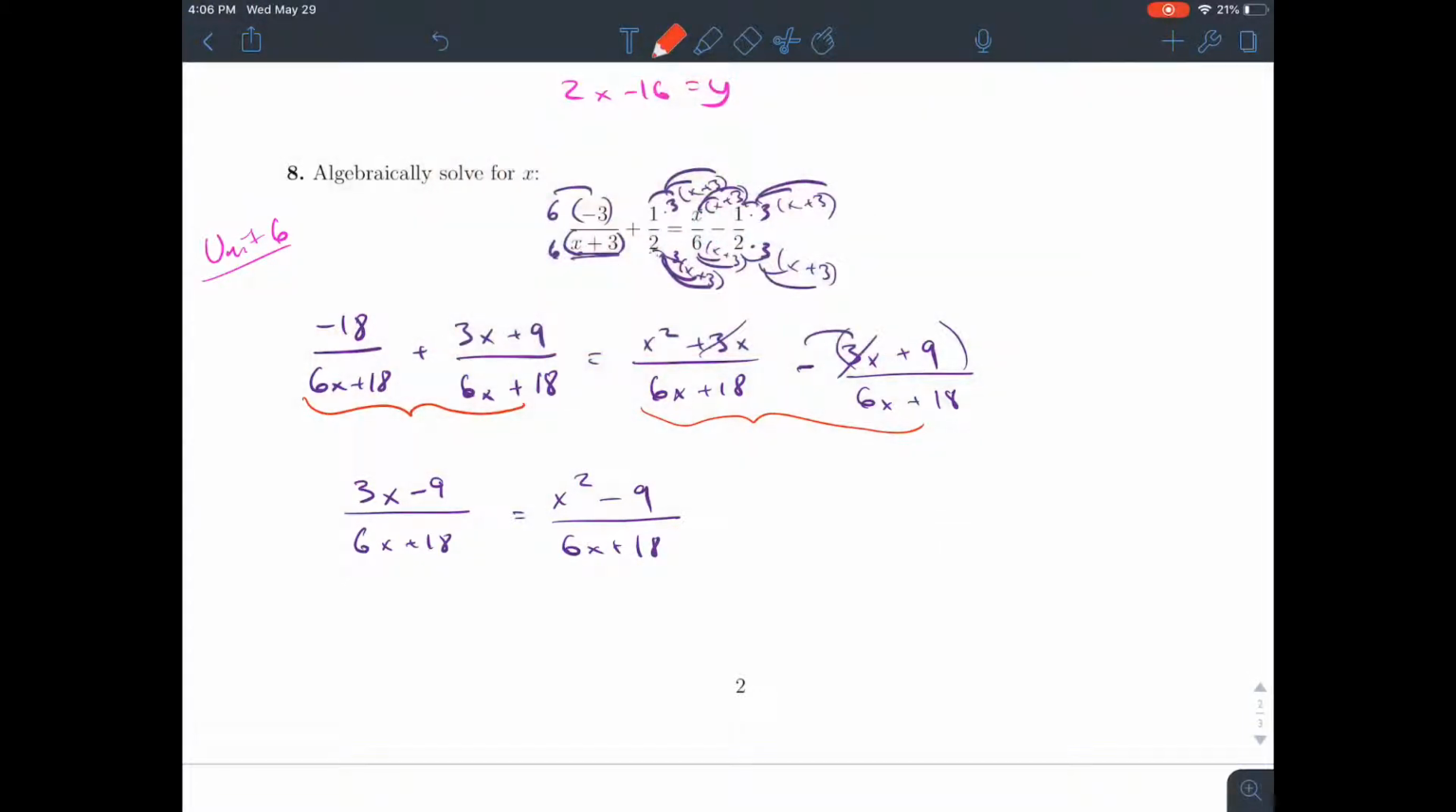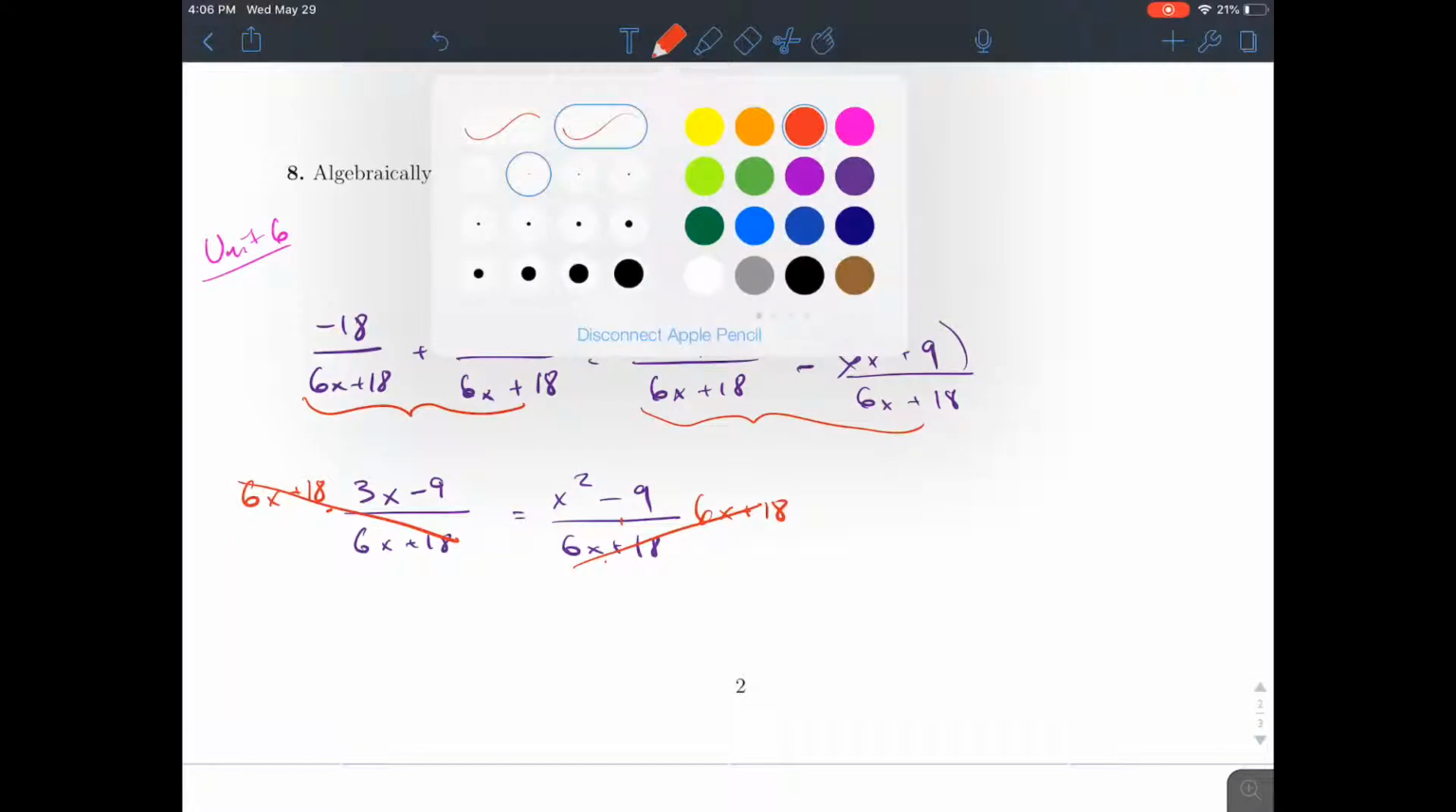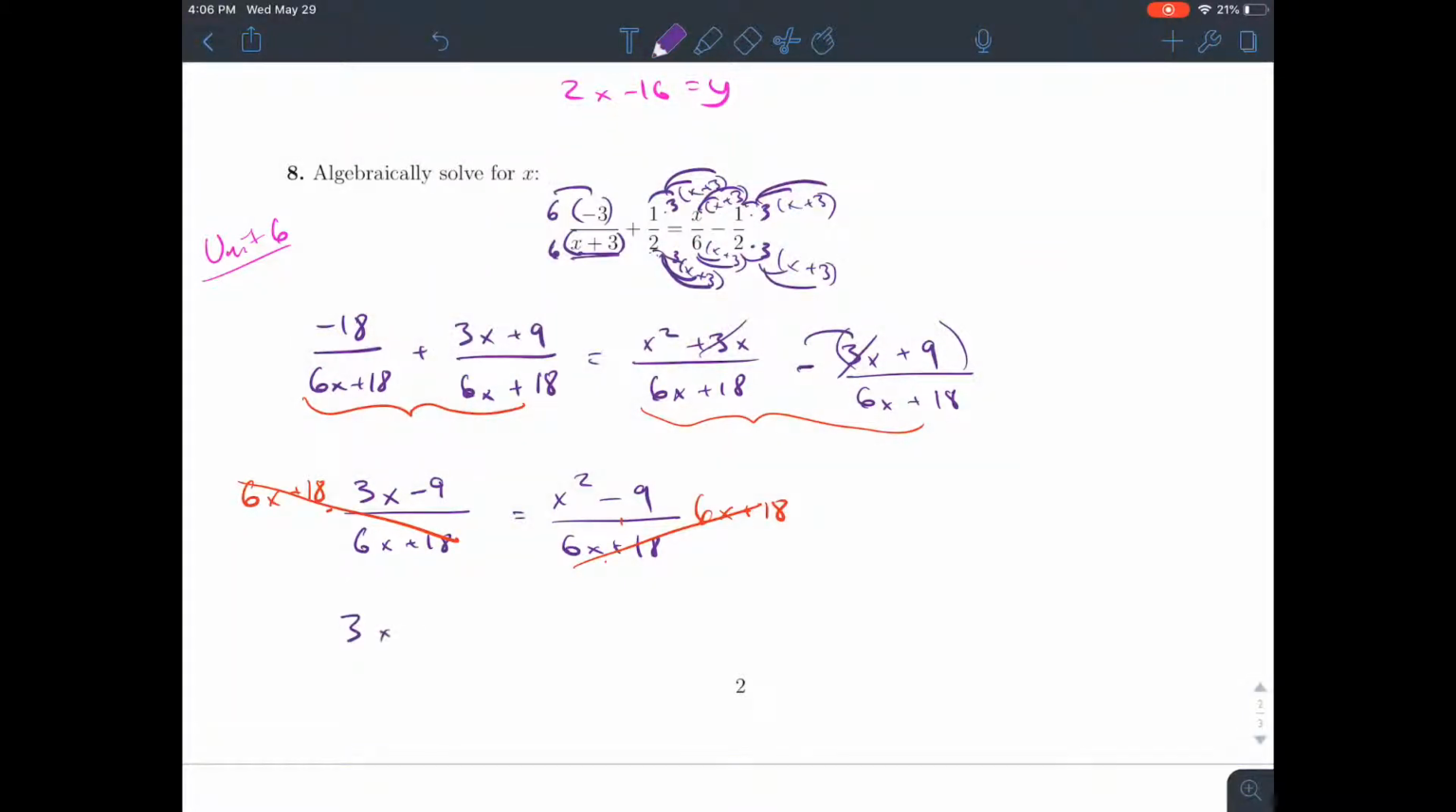Now the next step would be to cancel out the denominators. So we can multiply by 6x plus 18 on both sides. This will cancel out here. And because we're doing the same thing here, and we have the same denominator division and multiplication on this side, it cancels out too. That gives us 3x minus 9 equals x squared minus 9.